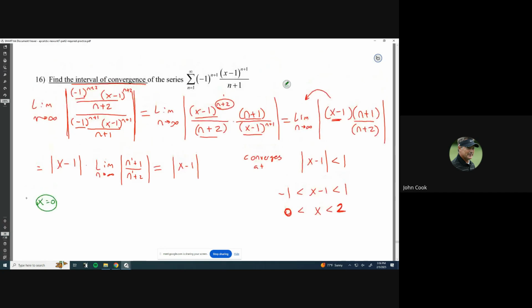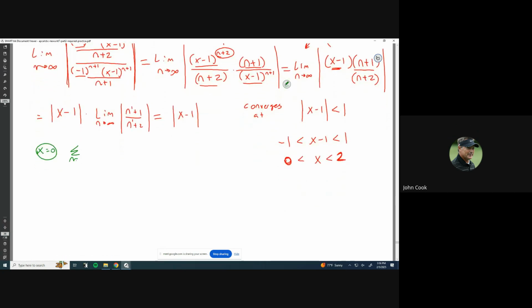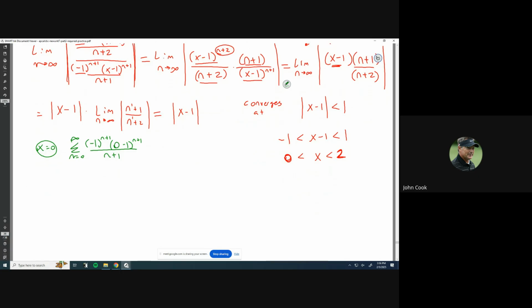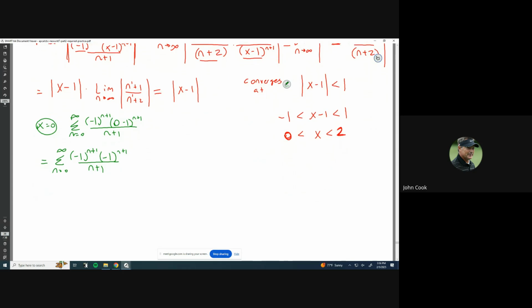And then my original series was, there it is. Okay, so sum from n equals 0 to infinity of negative 1 to the n plus 1, x minus 1 to the n plus 1, all over n plus 1. So if I plug in 0, well, 0 minus 1 is just going to be negative 1. So that means that I've got the sum from n equals 0 to infinity of negative 1 to the n plus 1 times negative 1 to the n plus 1 all over n plus 1. Well, I'm just going to use that same rule, because if I multiply these two together, I add the exponents.